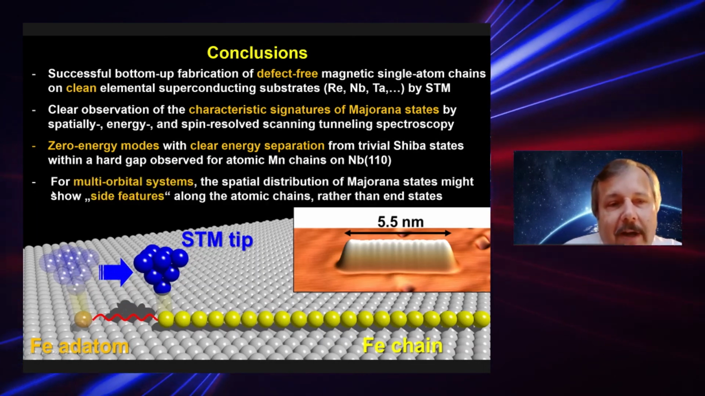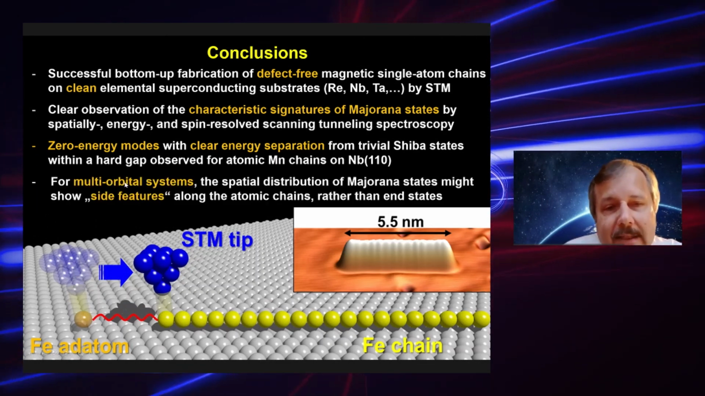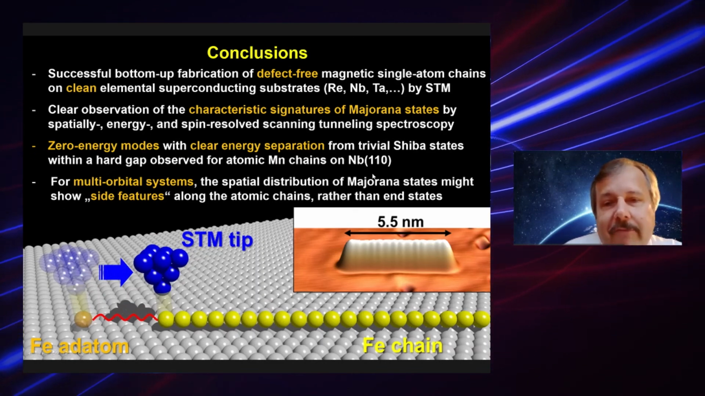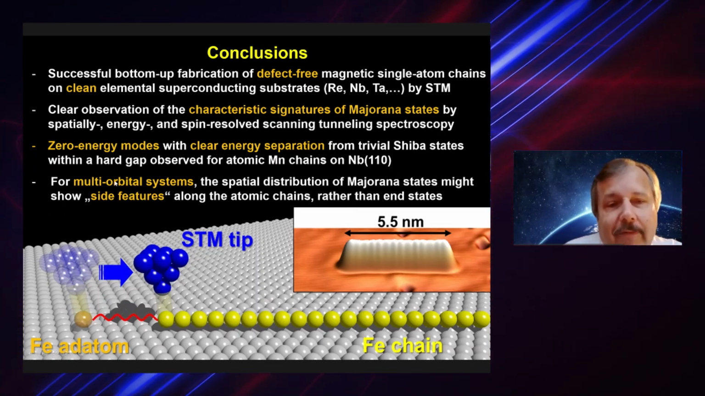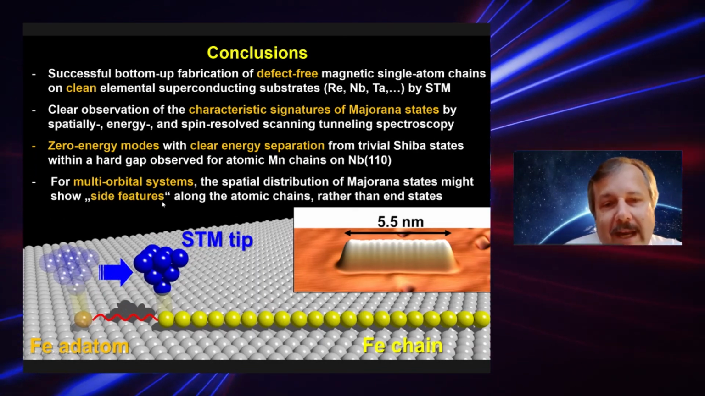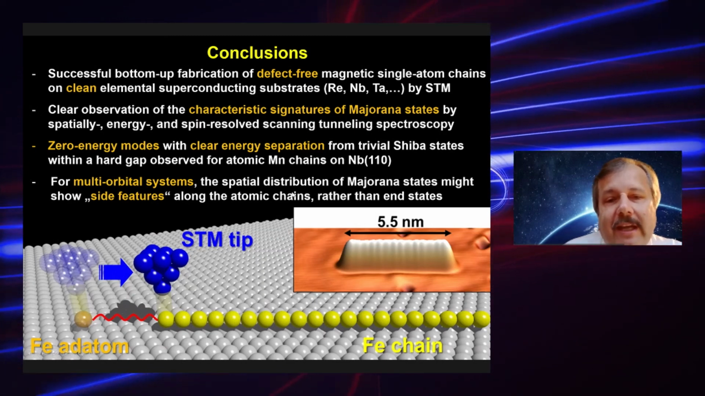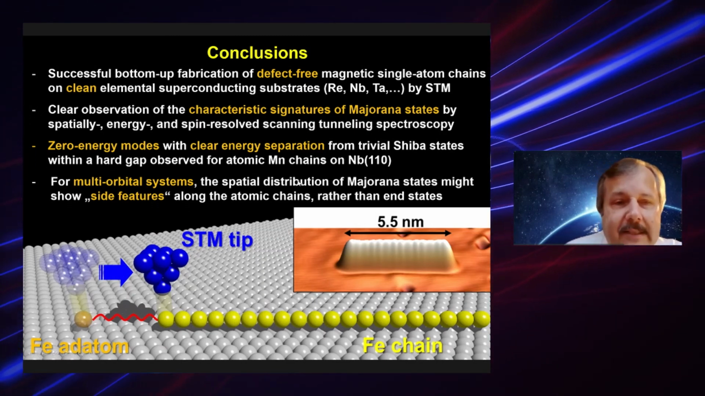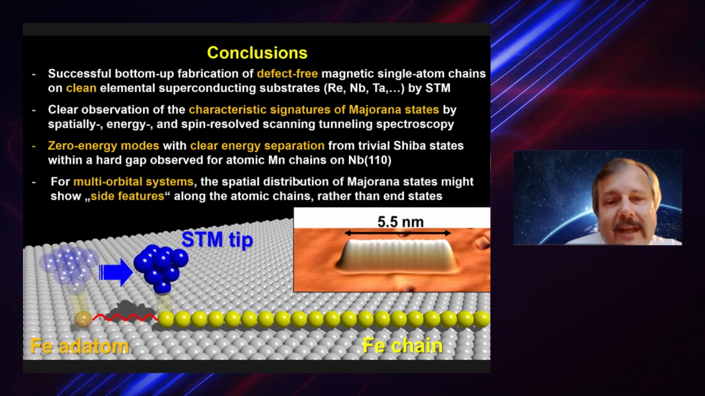And for the very first time, we have analyzed multi-orbital systems and their spatial distribution, especially of the Majorana states, which show side features which have been explained theoretically for these kind of chains. And so we know that the spatial signatures now of Majorana states can be of different nature.